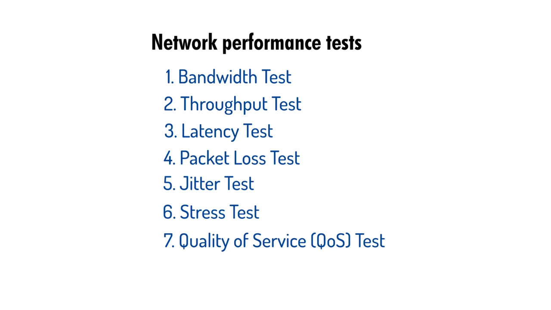QoS, quality of service. QoS test assesses the network's ability to deliver the service with the specific performance requirement. It measures parameters such as delay, jitter, packet loss, and bandwidth allocation for different classes of network traffic. Scalability test. A scalability test evaluates the network's ability to handle increased traffic or user loads as the network expands. It measures the network's performance when subjected to higher demands and helps to identify potential bottlenecks or limitations that may arise within the network growth.